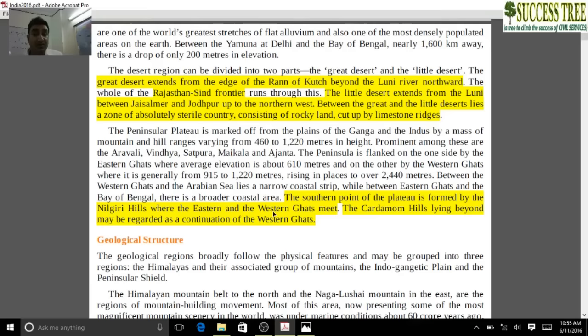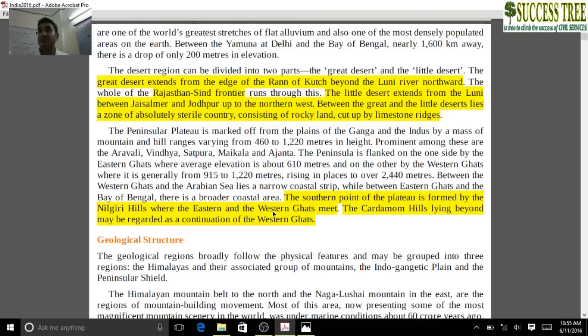Then if you see the southern part of the plateau, okay, Nilgiri Hills, where the southern part of the plateau meets, it is around Nilgiri Hills. Nilgiri Hills is where both the Western Ghats and Eastern Ghats meet. So the question can come, the hills that connect both Western Ghats and Eastern Ghats, that is Nilgiri Hills. Or the question can come, the southernmost point of Eastern Ghats. That is again Nilgiri Hills.